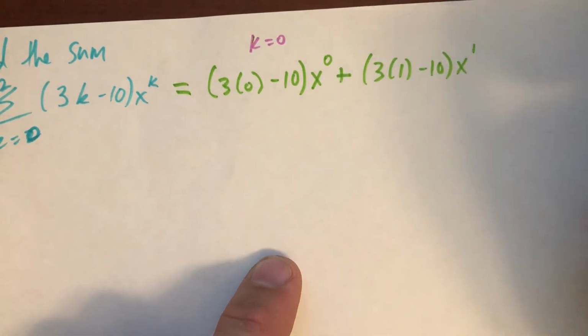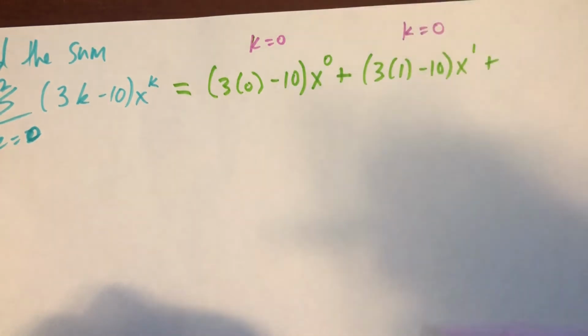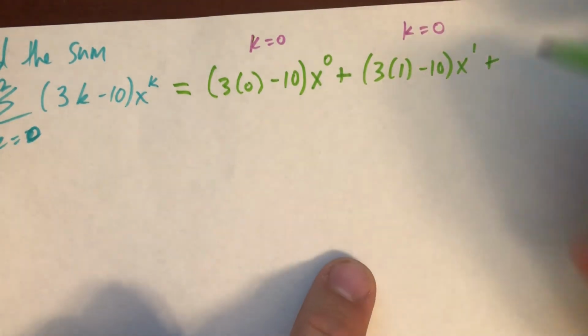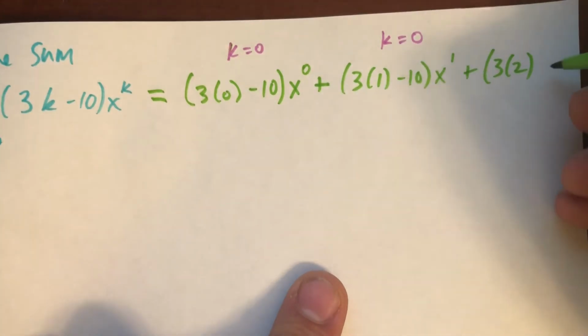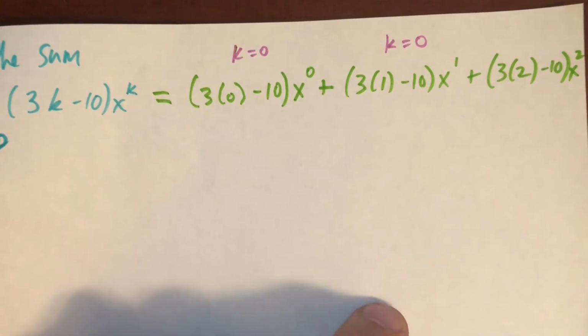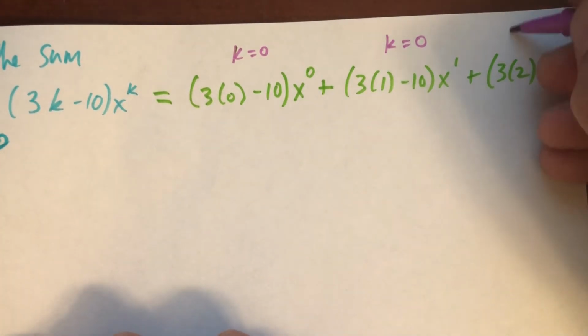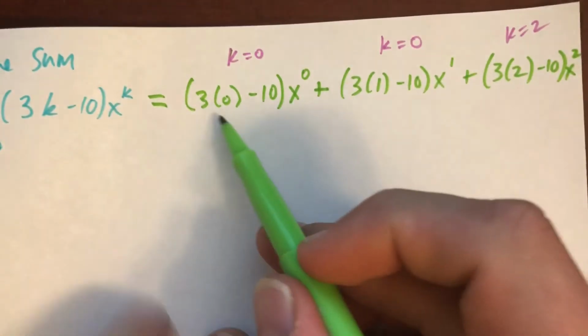Notice we're only changing the k. We're only putting things in for k. We're not cycling through x's here, right? And then we want to put a 2, x squared. Okay, and this one here is k equals 2. And we're just going to add these all together, right? Well, we should probably simplify it.